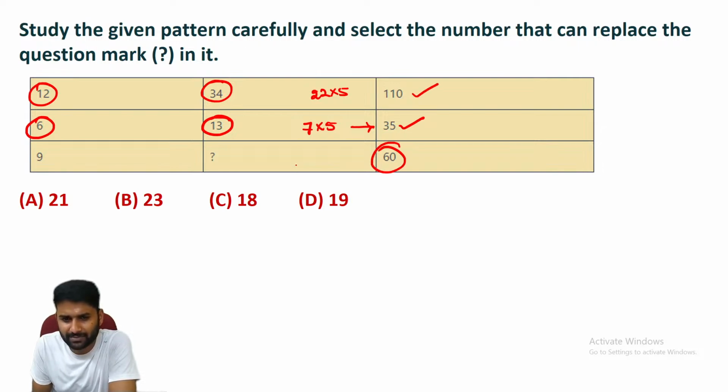Now we need this number, guys. See, we need this number, which means 60 must be divided by 5, we need 12 units. So 12 is multiplied with 5, it becomes 60. But we need a difference of 12 units, which means here 12 plus 8. The answer must be 20.